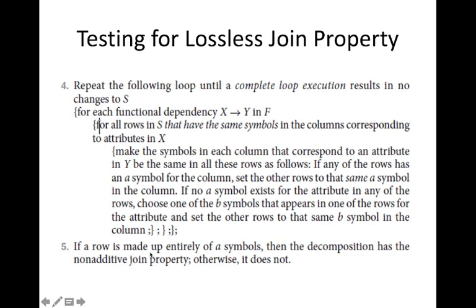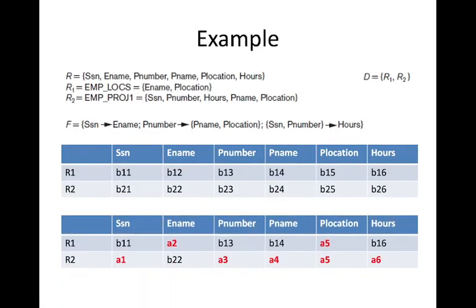If a row is made up entirely of A symbols, then the decomposition has the lossless join property. Otherwise it does not. We will see this in the second example. If we see this example, after completion of that step, none of the X to Y X parts are the same. So this table remains as such.